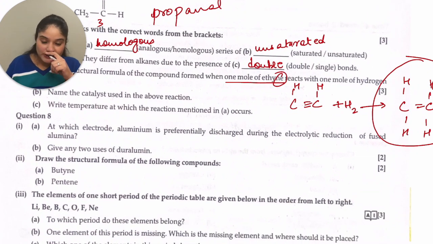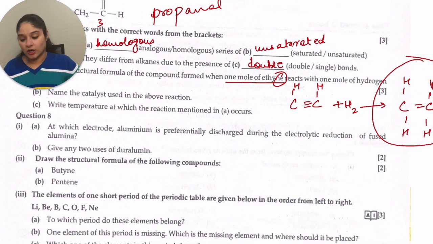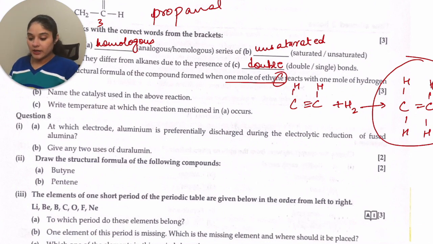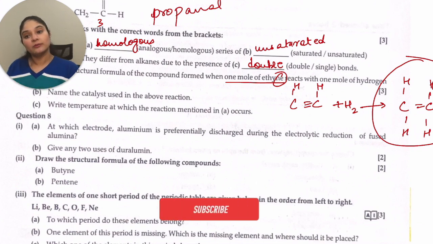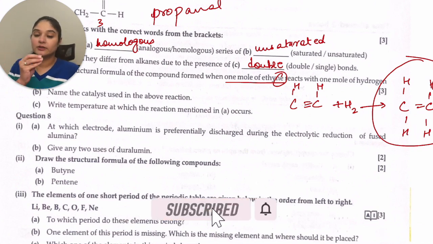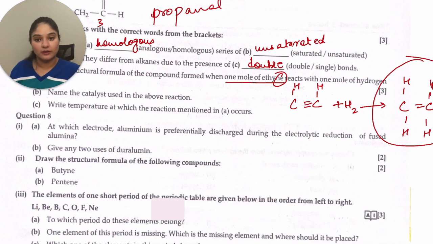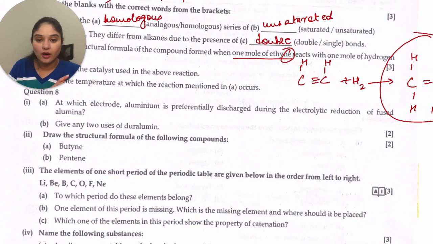Next is: at which electrode is aluminium preferably discharged during the electrolytic reduction of fused aluminium? So aluminium, being lower in the electrochemical series, is preferably discharged at the cathode during electrolytic reduction of fused aluminium. Okay, so at the cathode. Give any 2 uses of duralumin. So duralumin is generally used in making lightweight tools, and second, it is used in the manufacturing of the bodies of aircraft. So 2 uses.